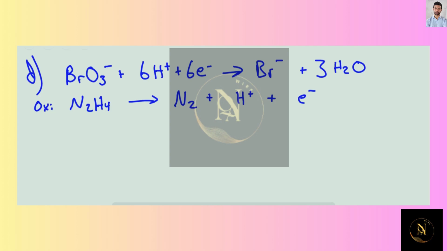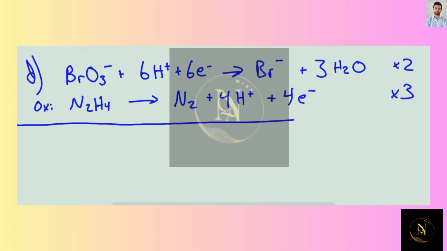So we can see that this is being oxidized. We have N2 with an oxidation number of -2 going to 0. And for 2 nitrogen atoms, that means we should have 4 electrons here, and we should have 4 protons. So to have these add up, we have 6 and 4 again, so we multiply times 2 and times 3 to have 12 total electrons.